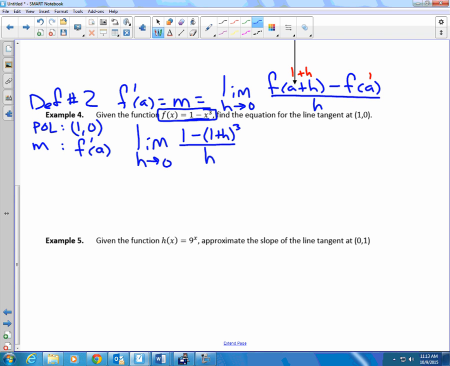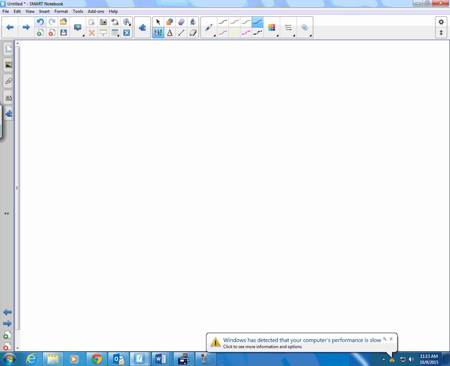All right. So the limit as h goes to 0 of 1 minus (1 plus h) to the third power, over h. Now, you remember how to expand 1 plus h to the third power? Pascal's triangle. Thank you.